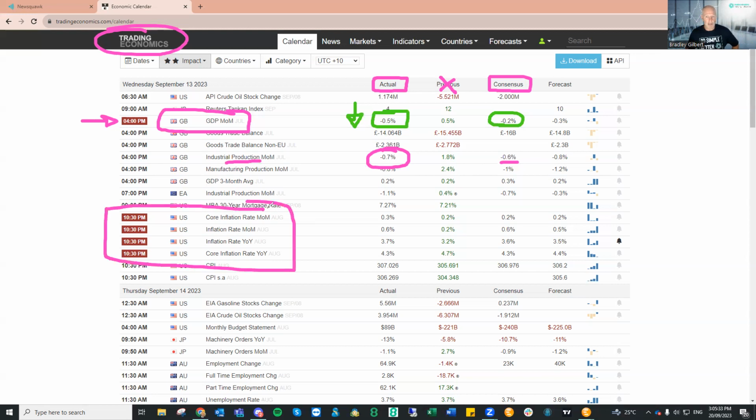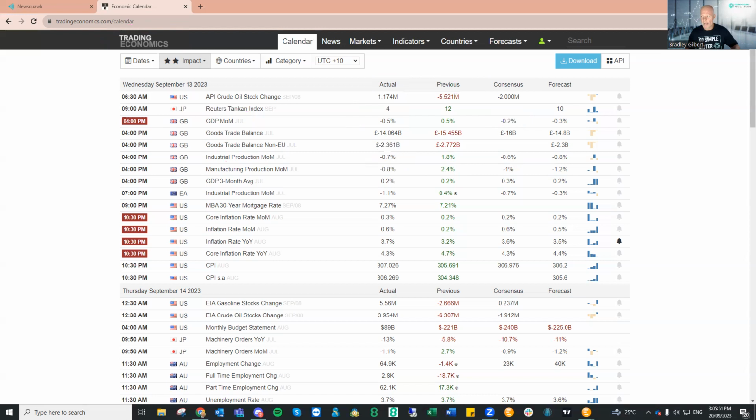US inflation numbers: the forecast was 0.2. The actual number came out at 0.3. That's a positive. And the year-on-year, 3.7 versus 3.6. Two overriding positive numbers. The US dollar would go up in that scenario. And this is the same for all the economic numbers.